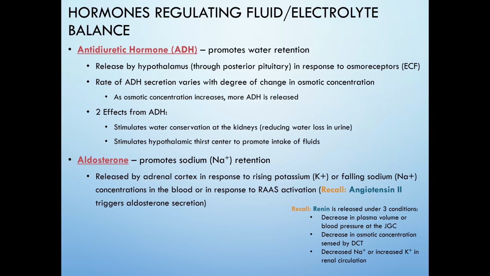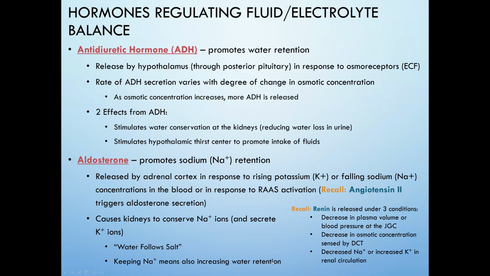So aldosterone causes the kidneys to conserve or reabsorb sodium ions and secrete potassium ions into the urine. And again, you can think water follows salt. Because the kidney is conserving sodium ions, keeping the sodium ions means also increasing water retention, because more water will be reabsorbed because it moves by osmosis and is following the sodium ions.